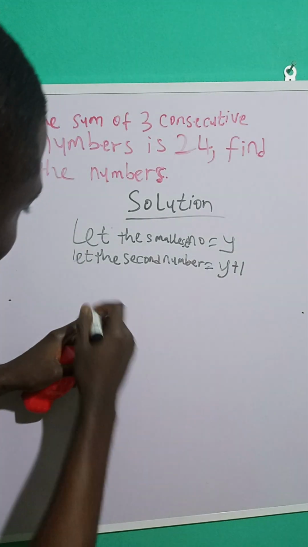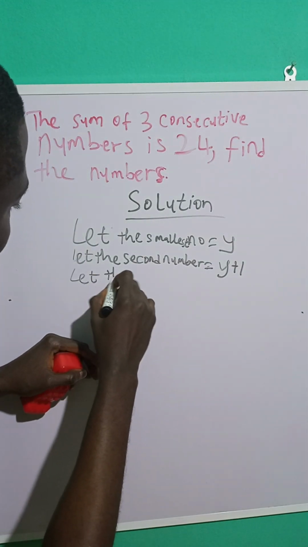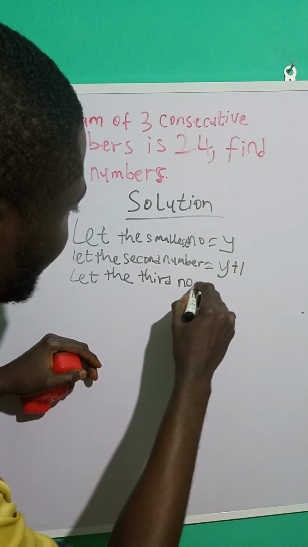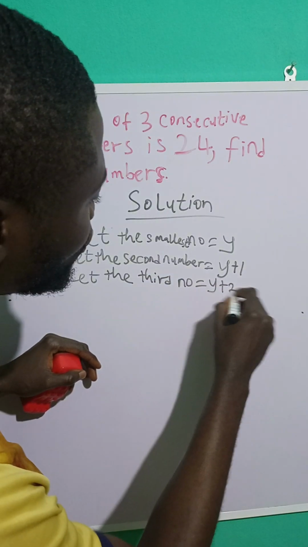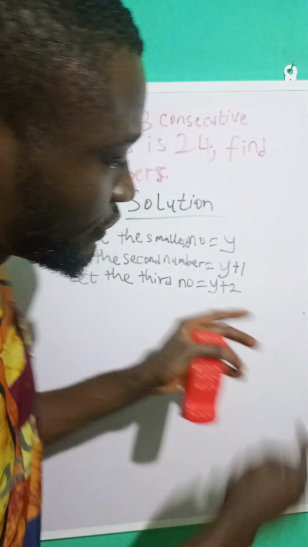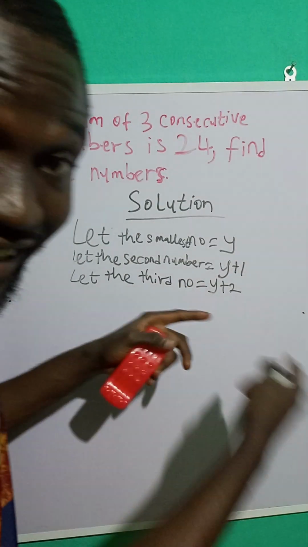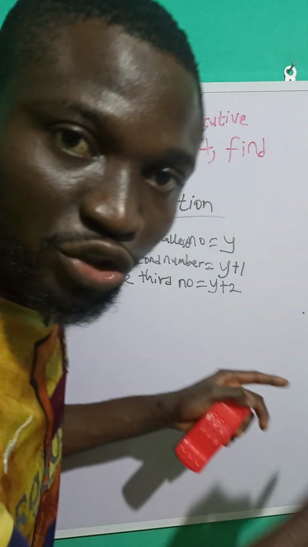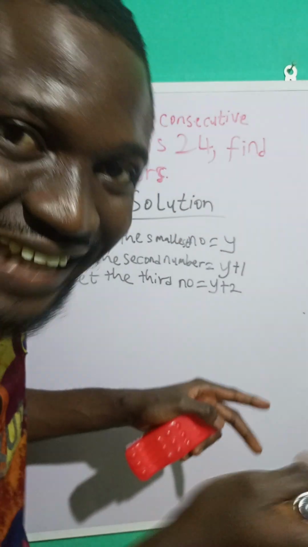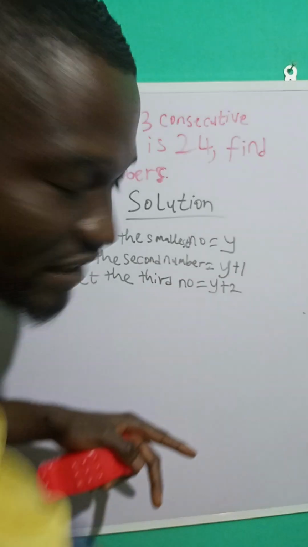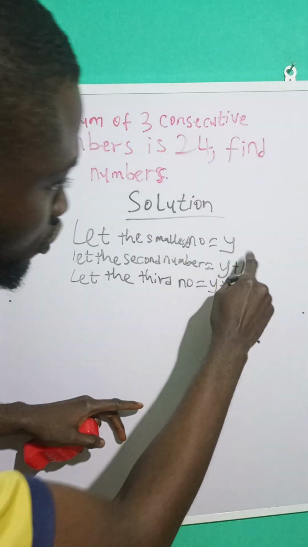So it's three numbers. So let the third number be equal to what? y plus 2. If the first number is 15, the second number is 15 plus 1, which is 16. So the next number will be 15 plus 2, which is what? 17. So the third number should be two more than the first number, and the second number will be one more than the first number. So this will now give us what?